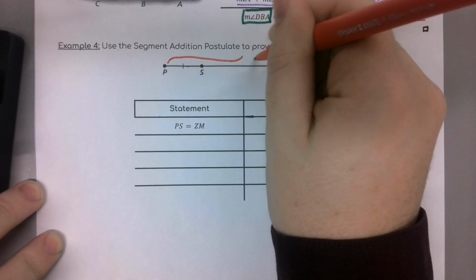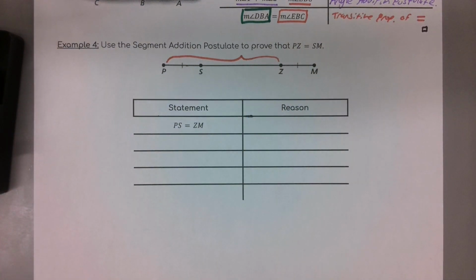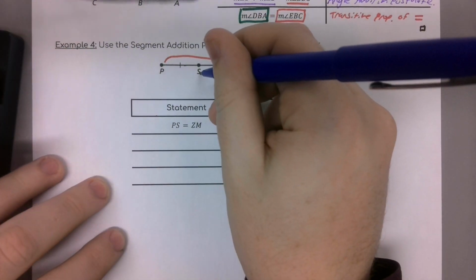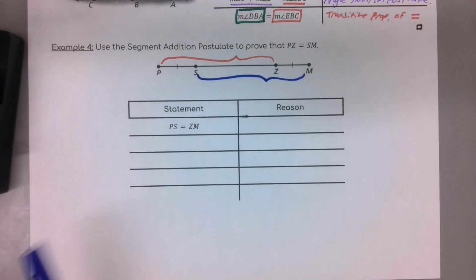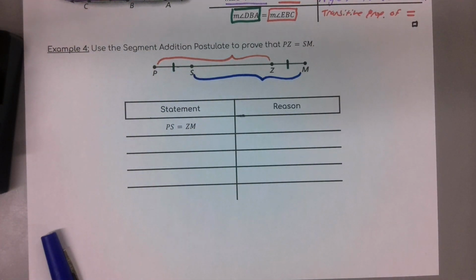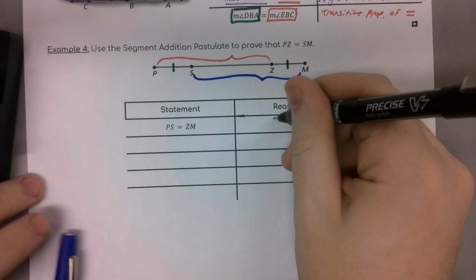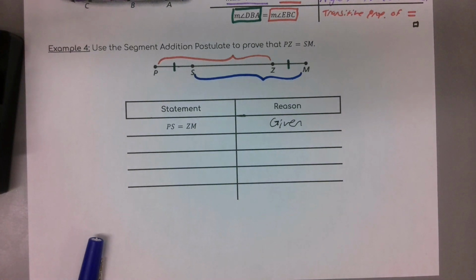Keep in mind, we are trying to prove that PZ, this segment here, is equal to SM, this big old segment here. And all we are told is that PS and ZM are congruent. That is our given. Try this out, but don't be afraid to check in on the video. Pause here so you can brainstorm and come back to see the first step.